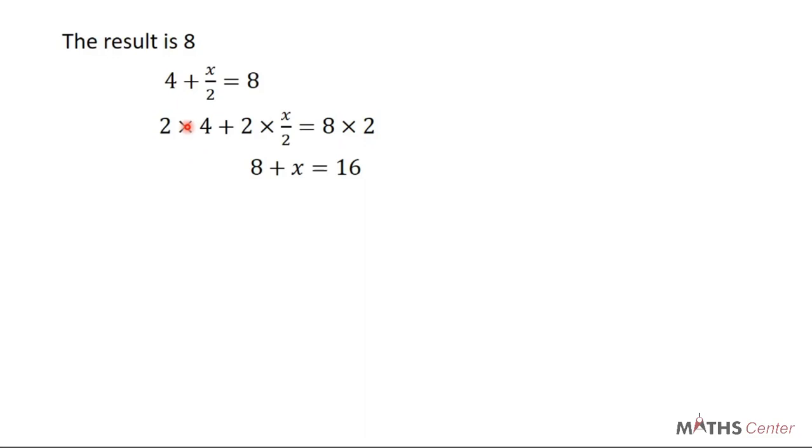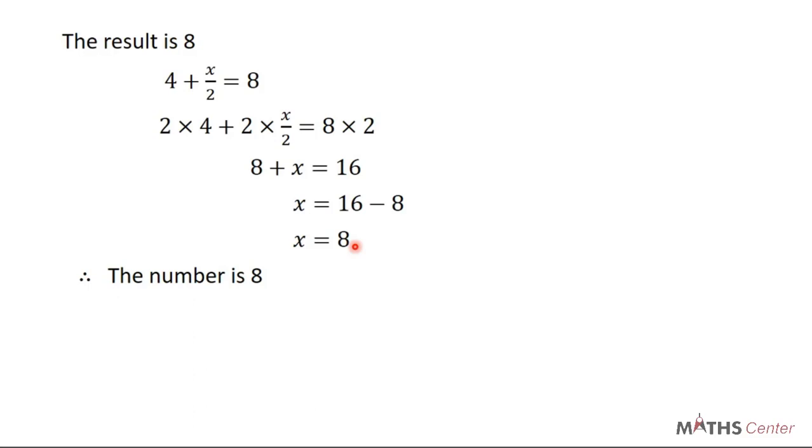So 2 times 4 will give us 8. When you come here, the 2 will cancel the 2. So you're going to have 1 times x, which is x, is equal to 8 times 2, which is 16. So x will give us, you group like terms, we take 8 from this side to this side, it's going to be negative. So x is equal to 16 minus 8, and x will give us 8. So we can see that therefore the number is 8.